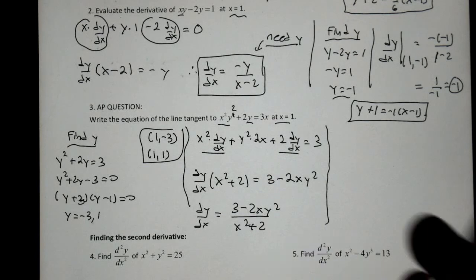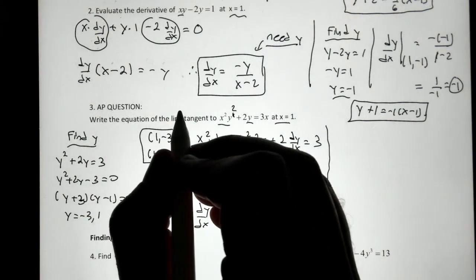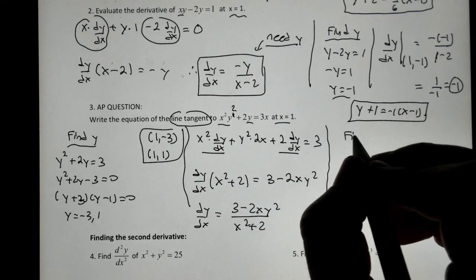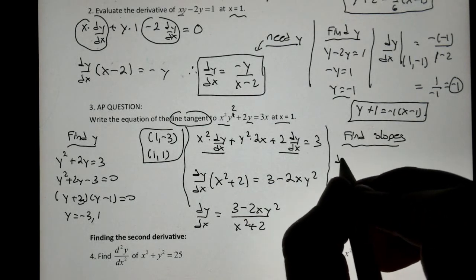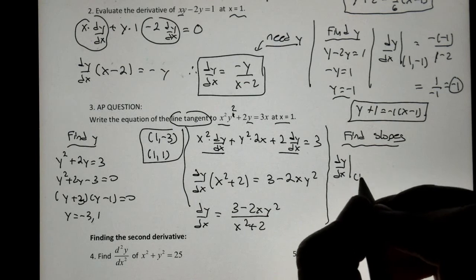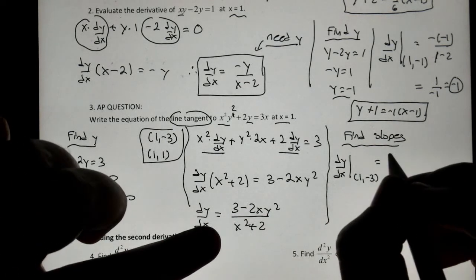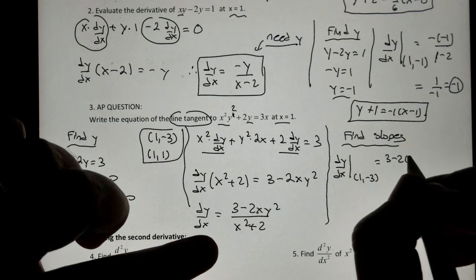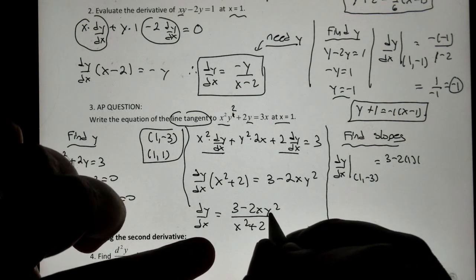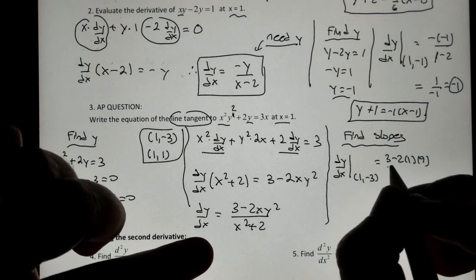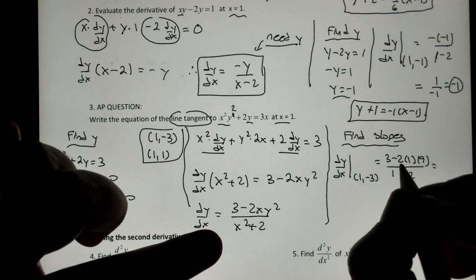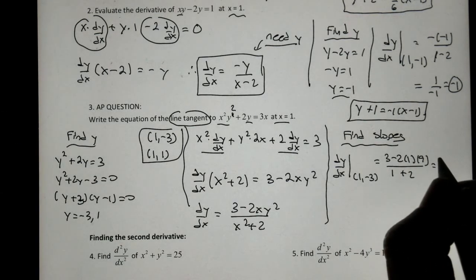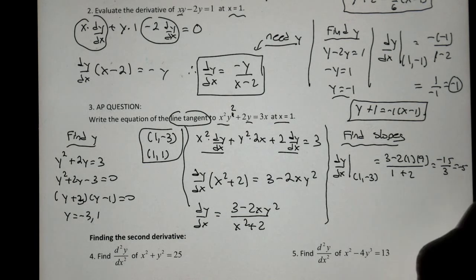Now I have to find my slopes. I got the 2 points. I want the tangent line. Now I need to find my slopes. So my first one, I'm going to find the slope at the point (1, negative 3). Plugging this in, we're going to get 3 minus 2 times 1 times negative 3 squared, which is just 9. On bottom, I'm going to need x squared, well that's just 1, plus 2. So let's see what we get here. We're going to get 3 minus 18, which is negative 15, over 3, or negative 5. So there's my slope for this line.